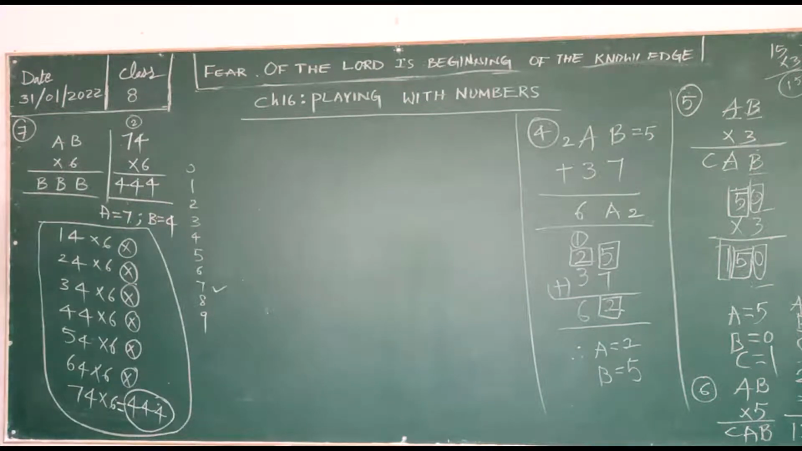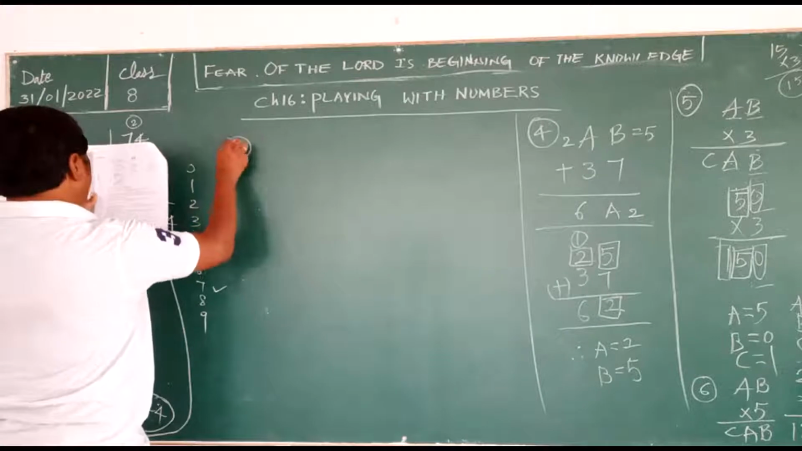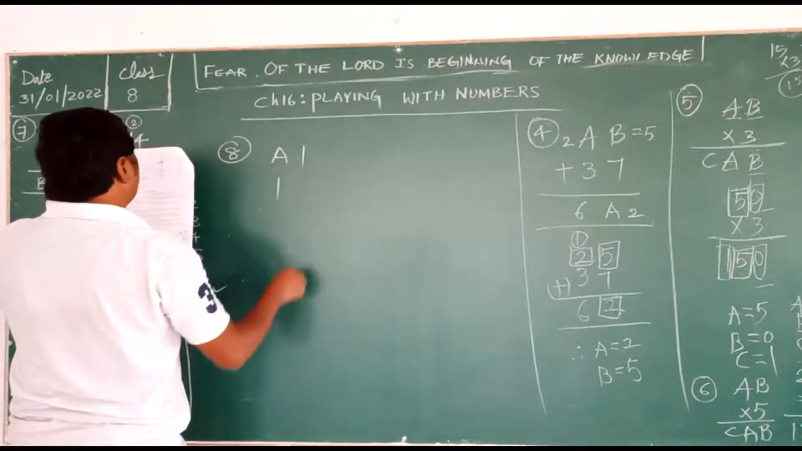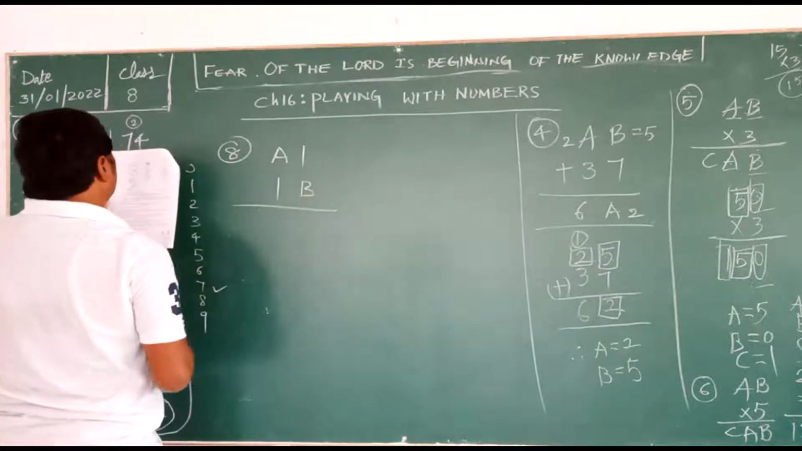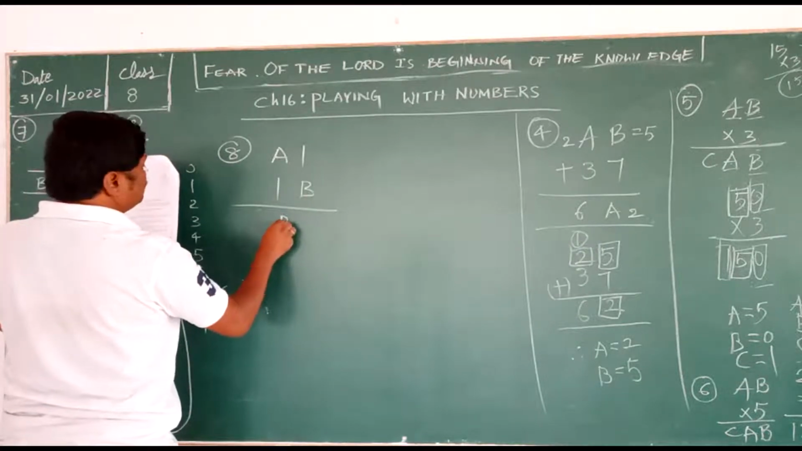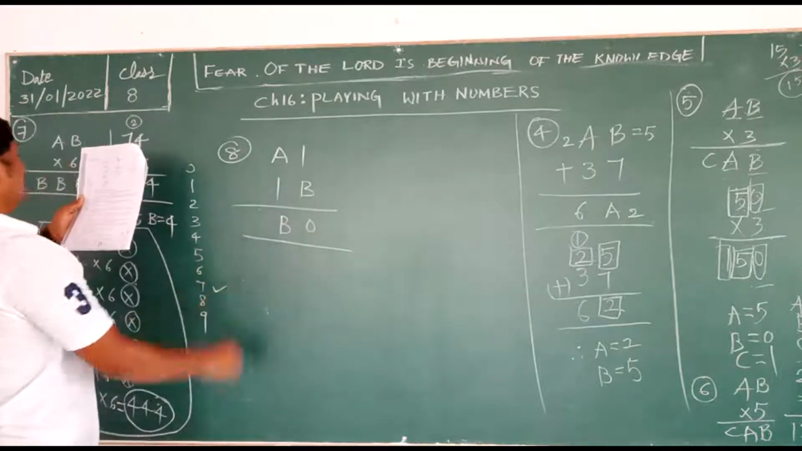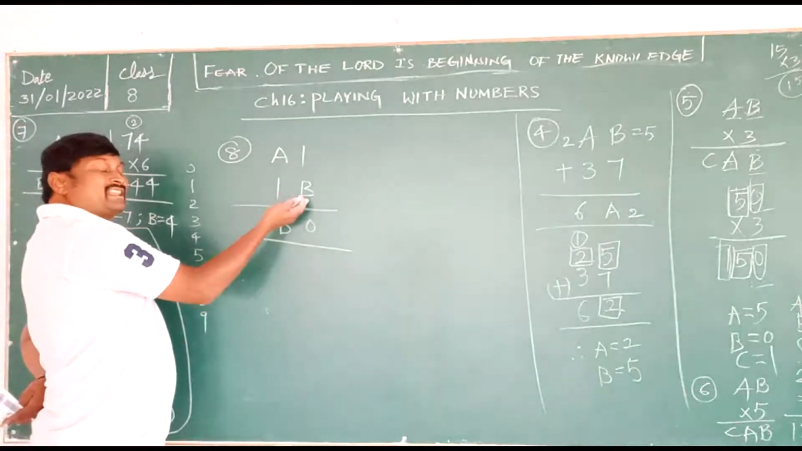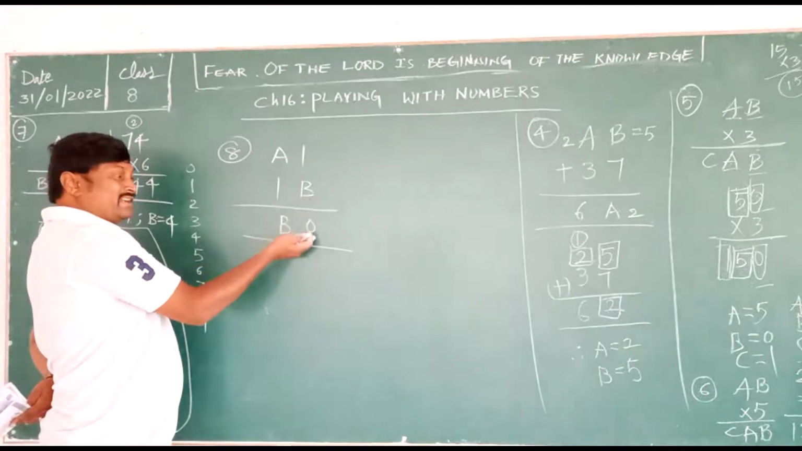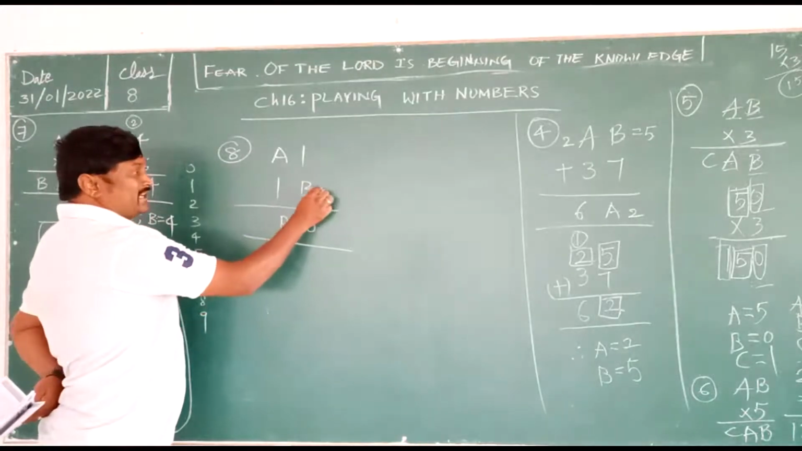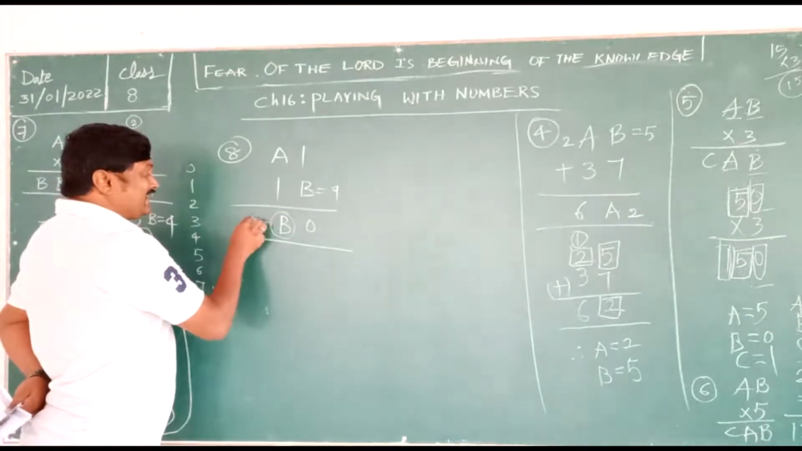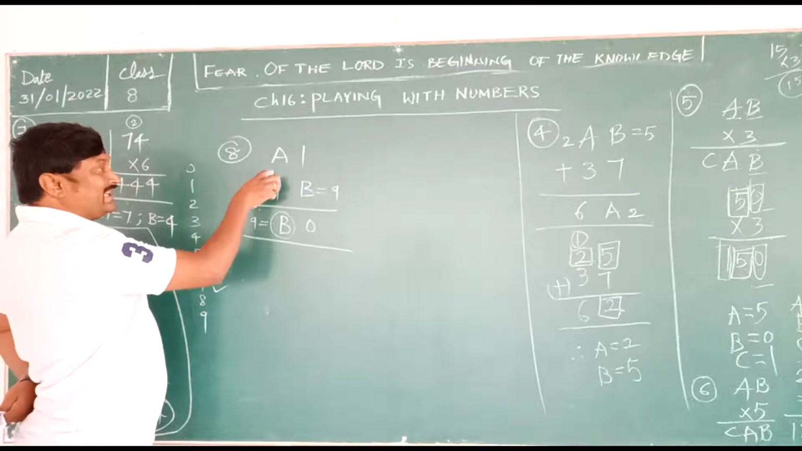Let's move on to problem number 8. That is given A1, 1B, then given as B0. So 1B0. Okay. So now what should be here? A number should be added to get that 0. It should be 9, and then this also should be 9. Then what should be my A?